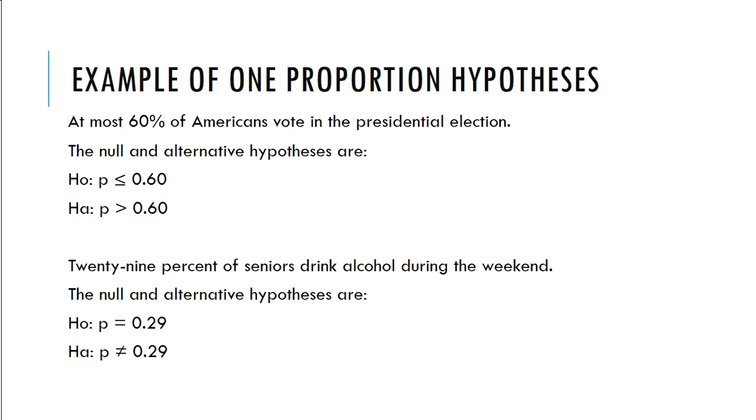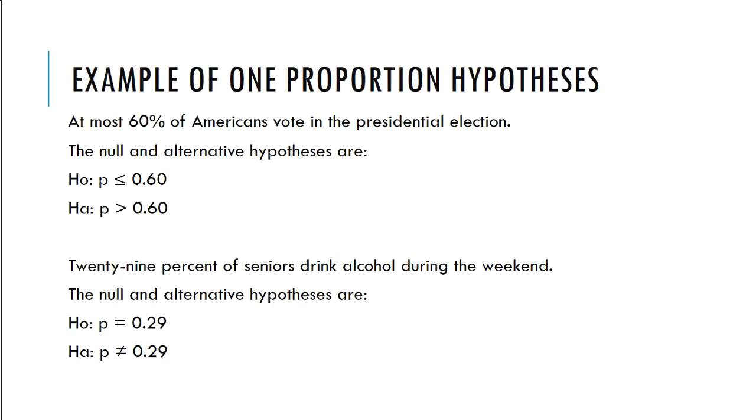At most, 60% of Americans vote in the presidential election. Okay, it didn't say anything about a mean, so I know this is a proportion because it has a percentage. So it's saying at most. So what does that mean? That means at most means 60 and below. So because it's equal to 60, I have to put this in the null hypothesis. So I'm going to do p is less than or equal to, and I converted that percentage to a decimal. So it's p is less than or equal to 0.60. So then all I do in my alternative is put the opposite. So p is greater than 0.60.